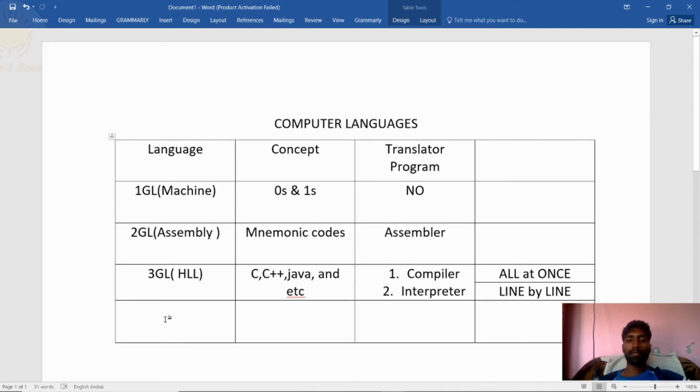And fourth is artificial intelligence, robots, which nowadays we are using. This is a short and easy way to understand the difference between computer languages.